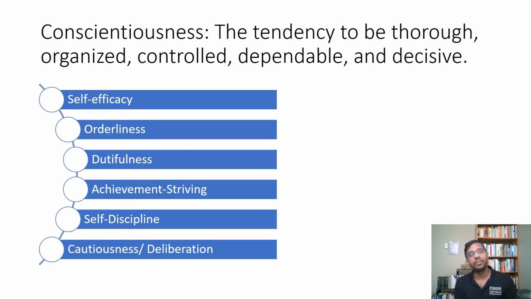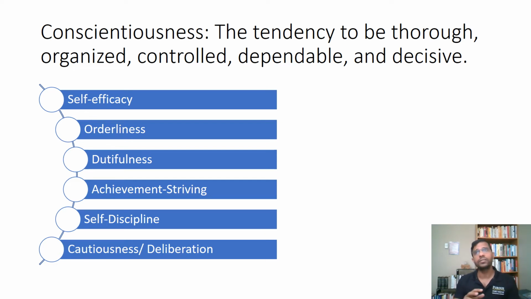The fifth subdimension is self-discipline. They tend to be very disciplined individuals. Whatever it is they think needs to be done to better themselves, to better their lives, to enhance the chances of their success, they stick to that discipline, right? Whatever needs to be done, they have good willpower. They don't easily succumb to temptation. And the last subdimension is cautiousness or deliberation. These individuals tend to be very deliberative in their thinking. They analyze things before taking any major decision, as opposed to impulsively jumping on something.